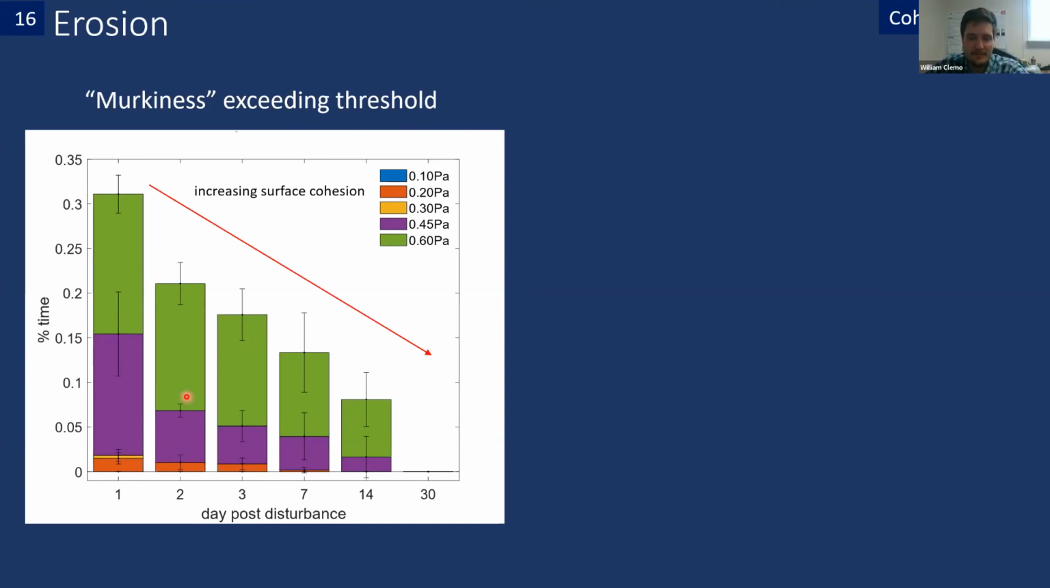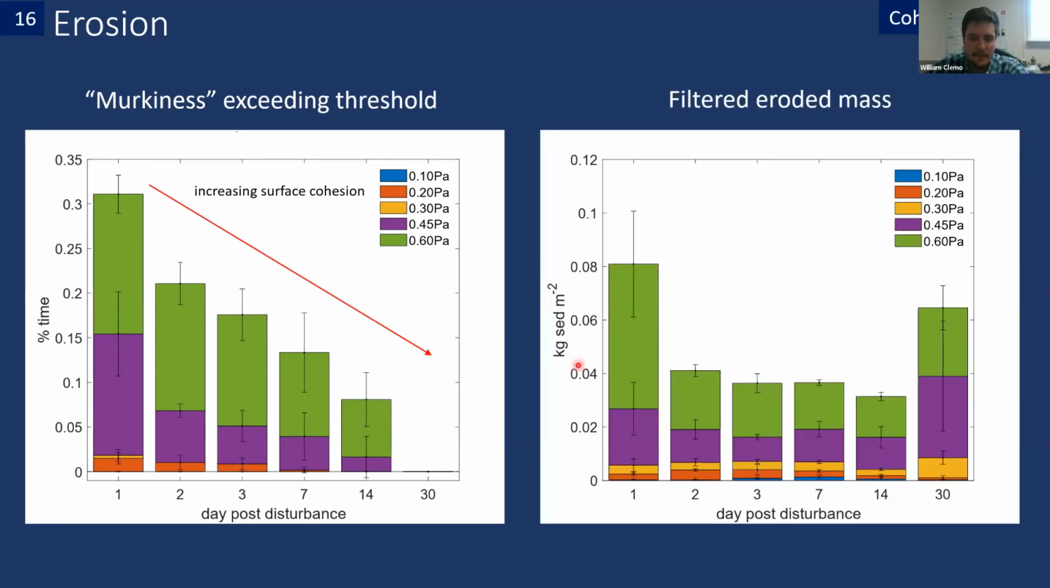So we expected the same trend to be apparent in the eroded mass filtered at the end of each shear level over time. However, we see a different pattern. There appears to be a large drop between day 1 and day 2 in eroded mass, and then it remains relatively low from day 2 through day 14. But by day 30, it appears to increase again, and now is pretty variable as well. So why do we see this discrepancy between our turbidity and eroded mass measurements?